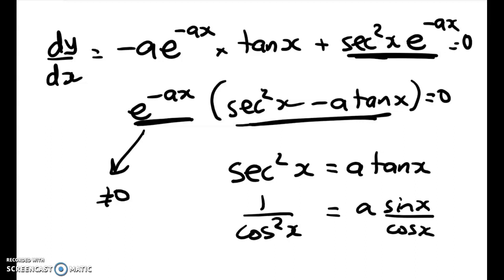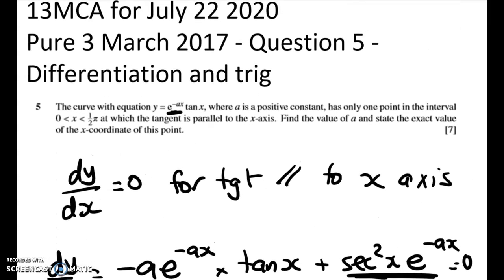But it's not obvious how I'm going to solve that, right? Because I've got two things. I've got x and I've got a. So I need to go back to the question and look for another clue. So back in the question, this is telling me that there's only one point in the interval where the tangent is parallel to the x-axis.